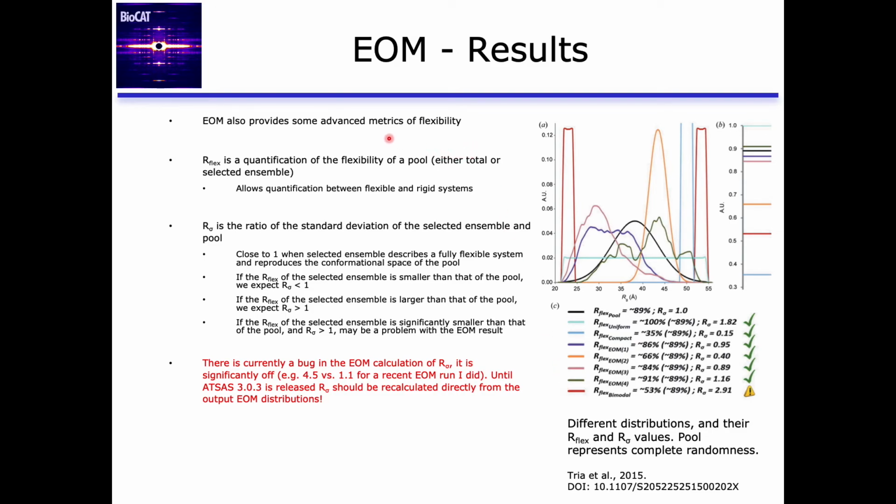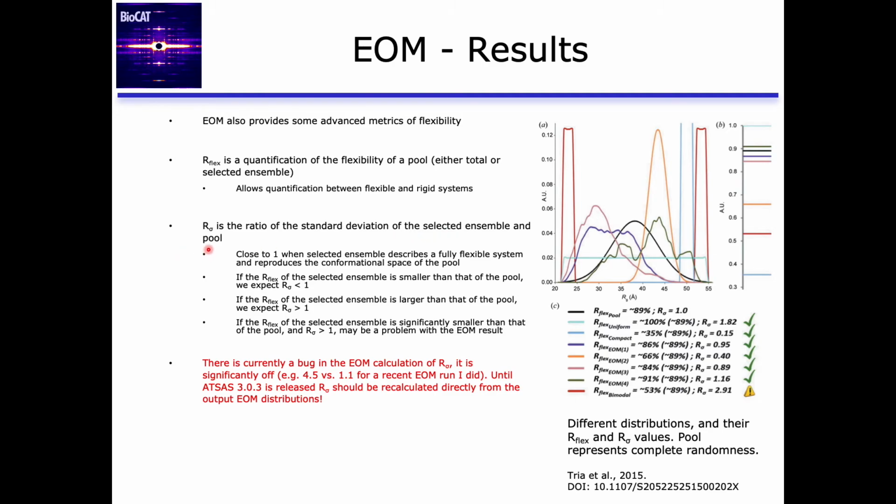EOM also provides some advanced metrics of flexibility. There's the R-flex. This is a quantification of flexibility of the pool, either the total pool or the selected ensemble, which allows you to directly compare between flexible and rigid systems. It's usually represented as a percent between 0 and 100, 0 being completely inflexible, completely rigid, 100 being completely randomly distributed and completely uniform. And then we also have this R sigma factor. R sigma is the ratio of the standard deviation of the selected ensemble and the pool.